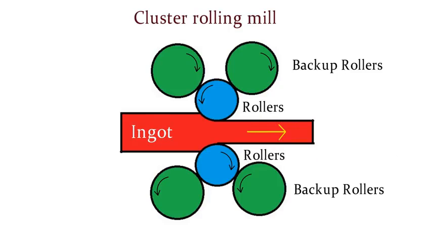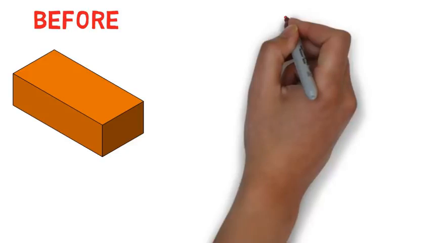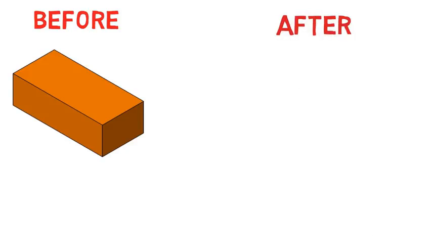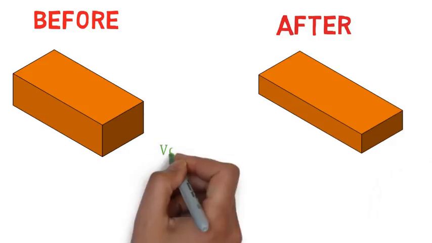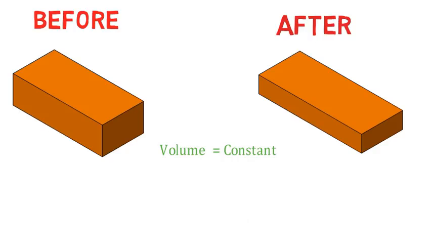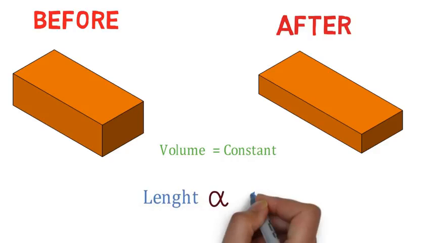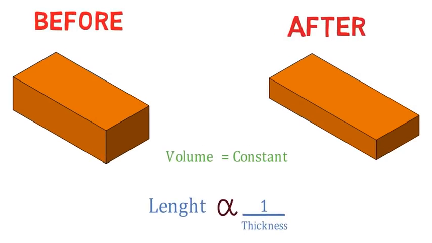If we talk about the material, its volume remains constant in all the cases, but only a change in shape and size takes place. We can see in the picture that the length of the metal stock is less before passing through the rollers. But after the rolling operation, the length increases and the thickness of the ingot decreases. Or in other words, length is inversely proportional to the thickness of the material.